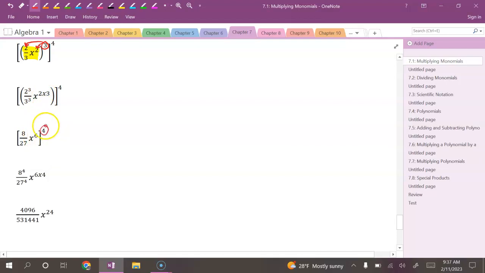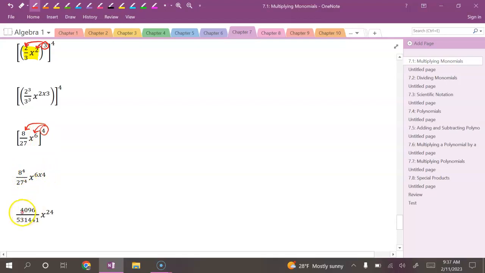We're going to take this 4, and we're going to distribute to the fraction and to the x. Again, when I distribute the 4 to the fraction, I had to do it to the top. So I have 8 to the 4th, and I have 27 to the 4th. Then when I do my x, it's 6 for that original exponent times 4. Then I just expand these out.